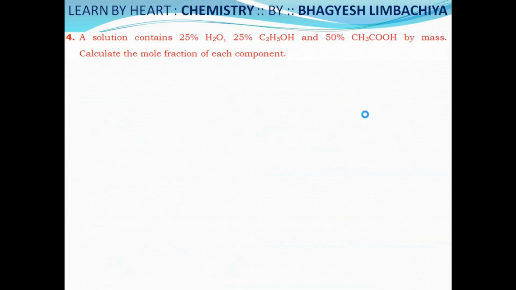Next, 25% water, 25% ethanol and 50% of acetic acid by mass is mixed. So all are liquid. So the total sum of percentages is 100.